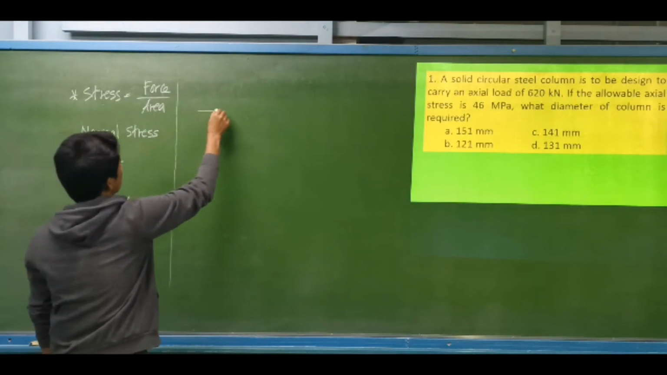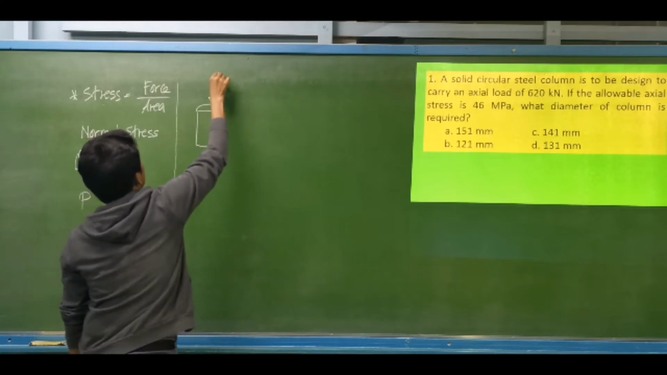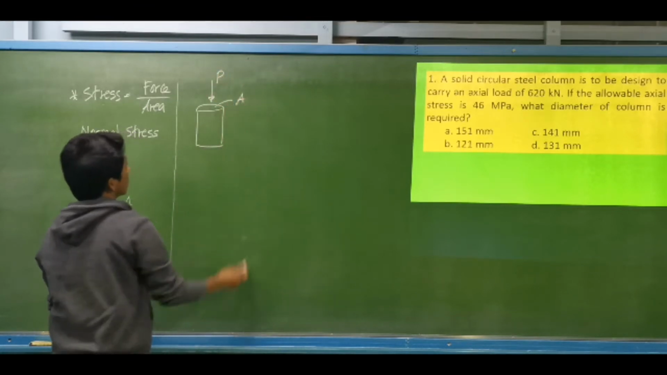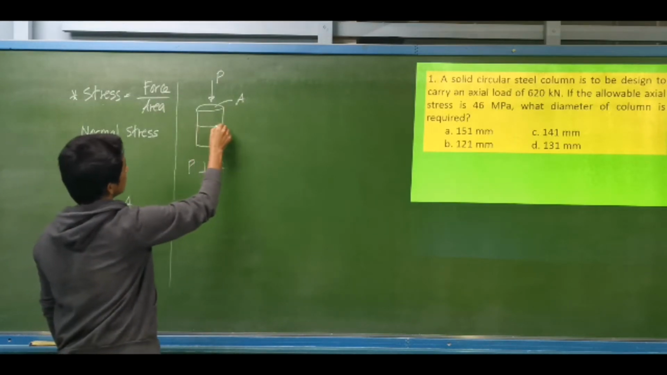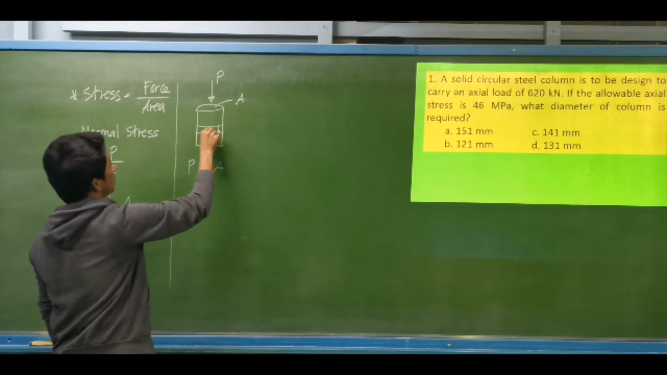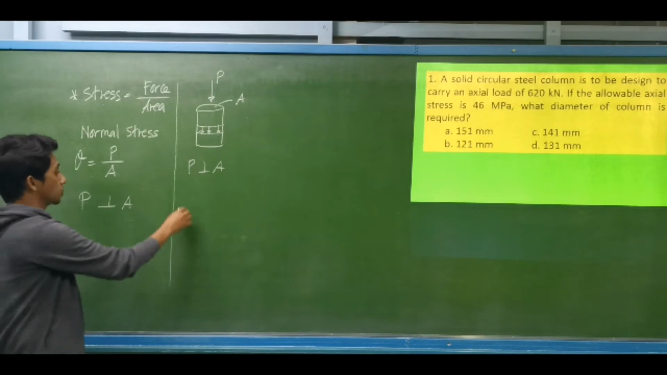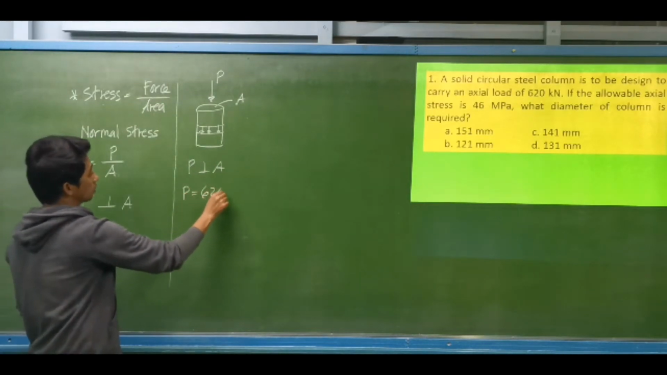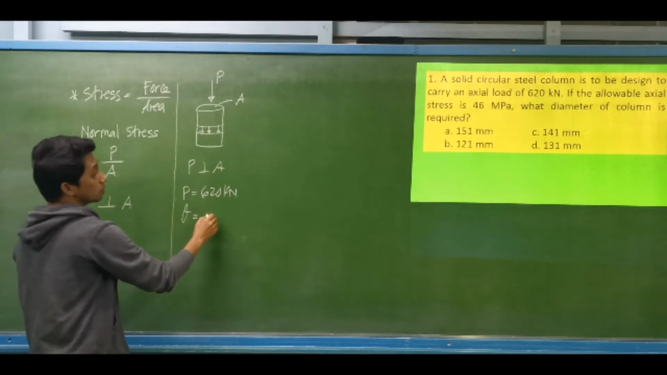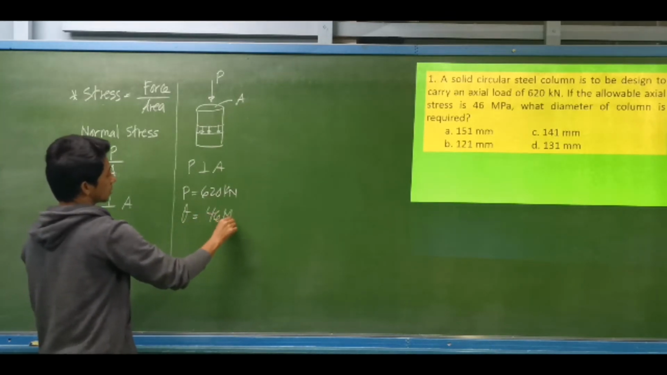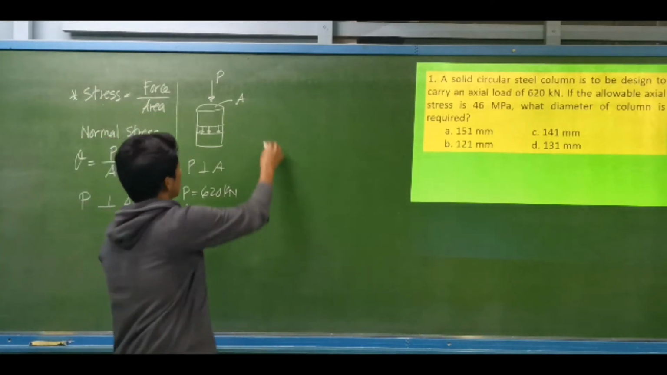For example, this is our column to carry the given load, P, and this is the area. It is assumed that the applied force is perpendicular to the area and the stress is uniformly distributed over the cross-section of the column. So this is an example of a normal stress. We have a load equal to 620 kilonewtons and the allowable stress is equal to 46 megapascals. We are computing for the diameter of the circular column.